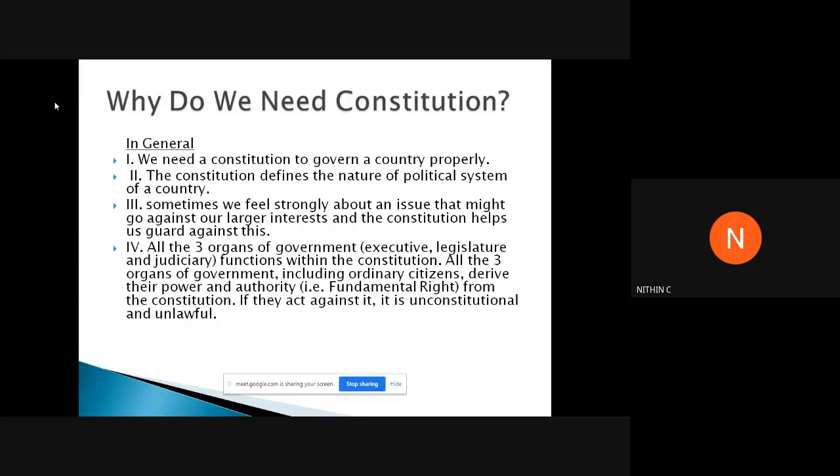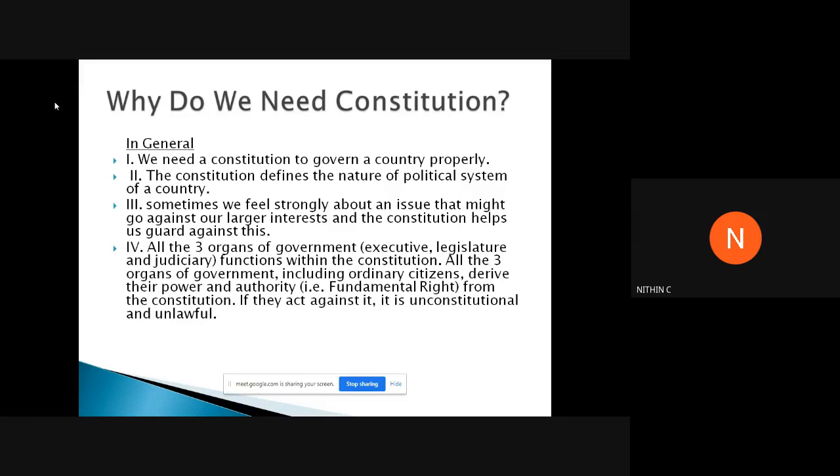All the 3 organs of the government function within the constitution. We can say these are the 3 main pillars of the government. All the 3 organs of government, including ordinary citizens, derive their power and authority from the constitution. If they act against it, it is unconstitutional and unlawful.